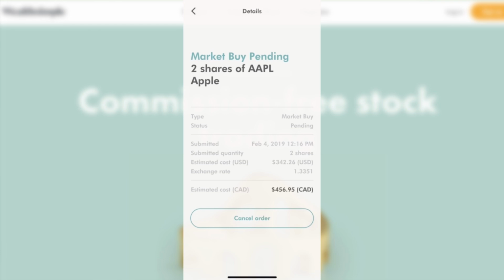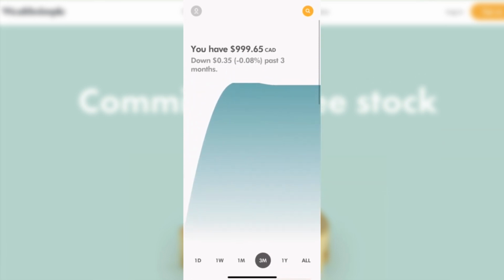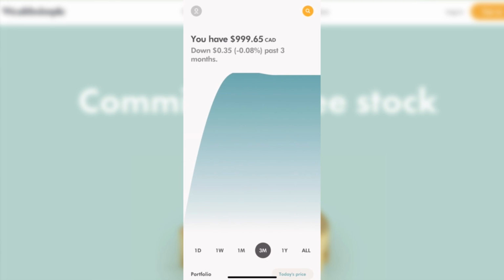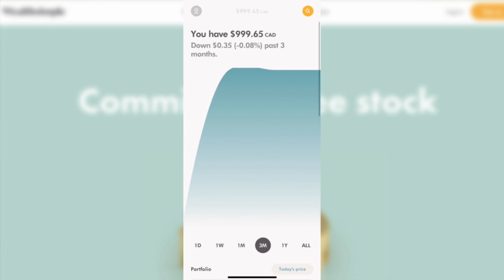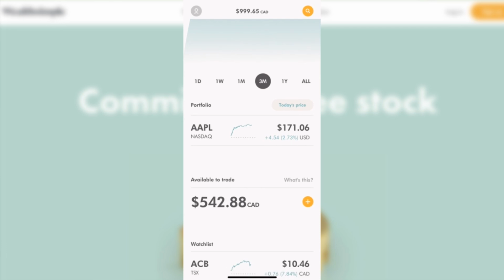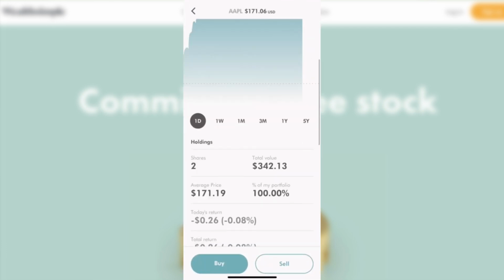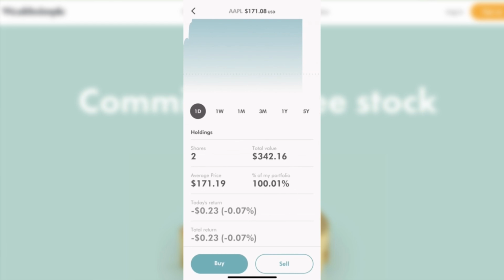And the detail is market buy pending order. Oh, it's still pending. Jesus. How long is this gonna take? And about 5 minutes later, I got my email that confirms that my execution was finally filled. My market order of 2 Apple shares. So you can see now in my portfolio, I have 2 Apple shares at $171. Here's today's stats, the open, close, and this is 100% of my portfolio right now on Wealthsimple Trade.